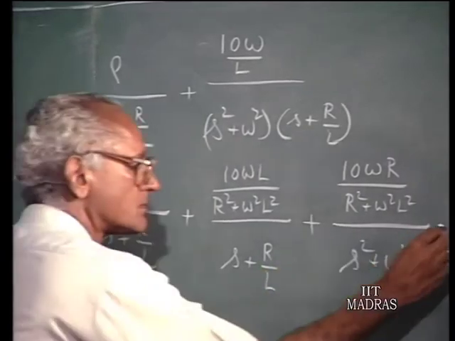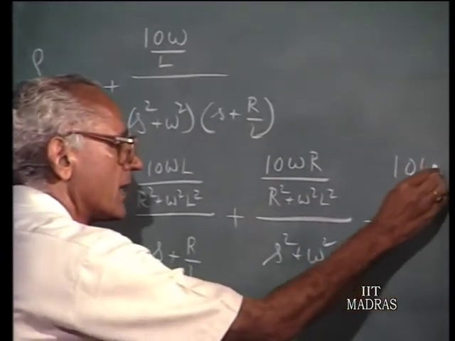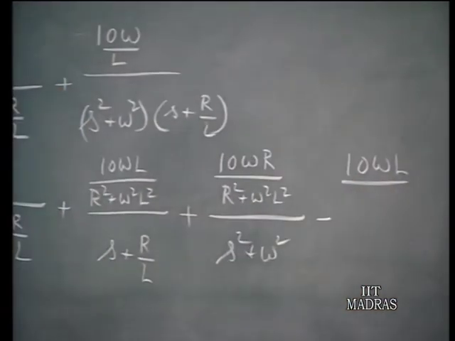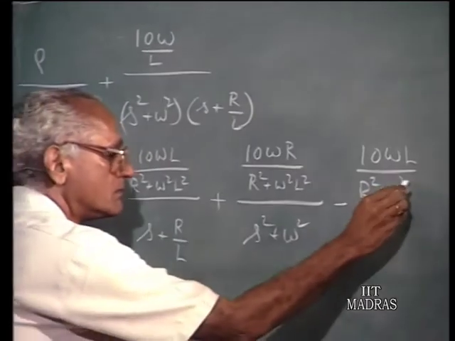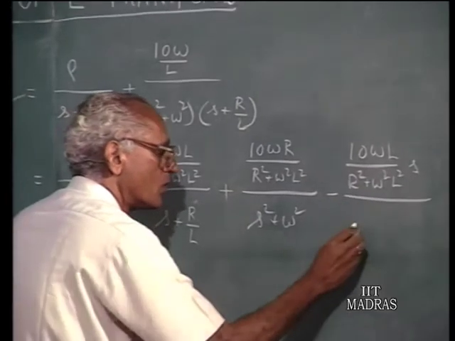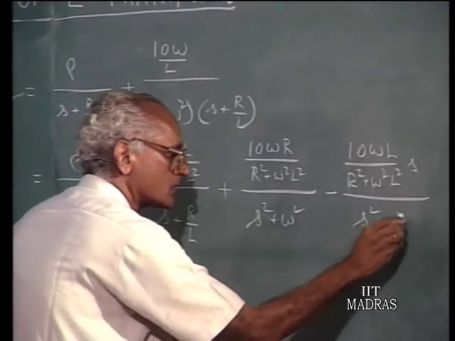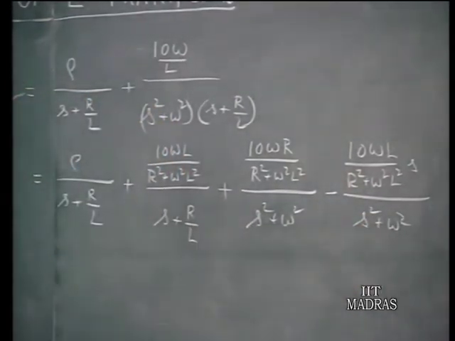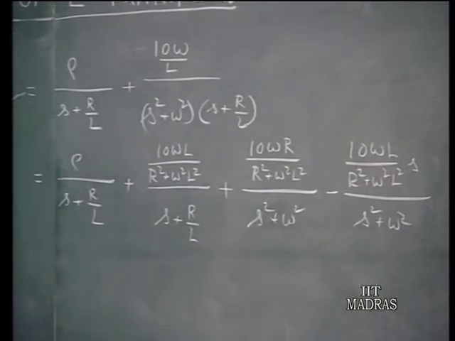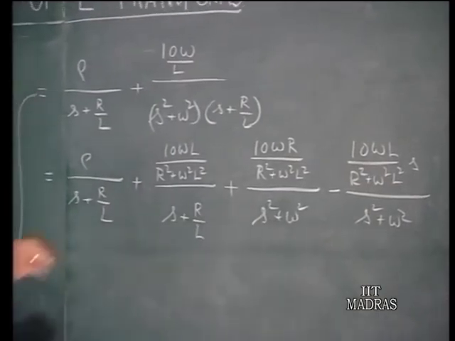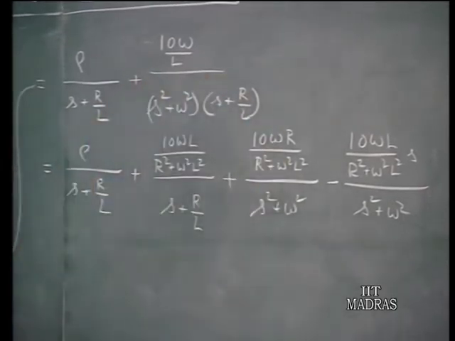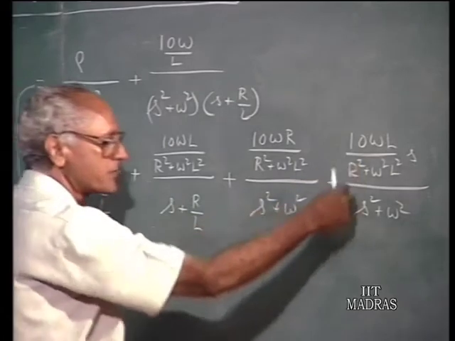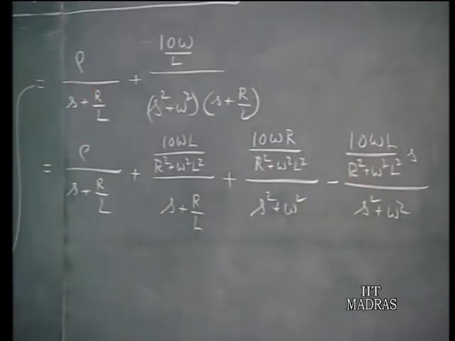minus 10 omega L divided by R squared plus omega squared L squared times s over s squared plus omega squared. Actually, when you have s squared plus omega squared in the denominator, you have as plus b in the numerator. I split this up into two portions, so that this can be recognized to be the Laplace transform of a sine function, and this the Laplace transform of a cosine function.